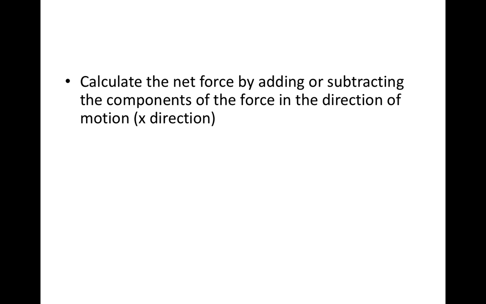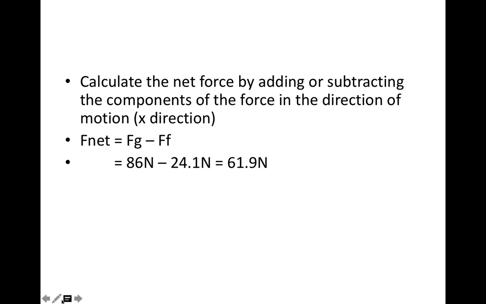Next, calculate the net force by adding or subtracting the components of the force in the direction of motion. In other words, the x direction down the inclined plane. F net equals Fgx minus F friction, which equals 86 newtons minus 24.1 newtons, which equals 61.9 newtons.